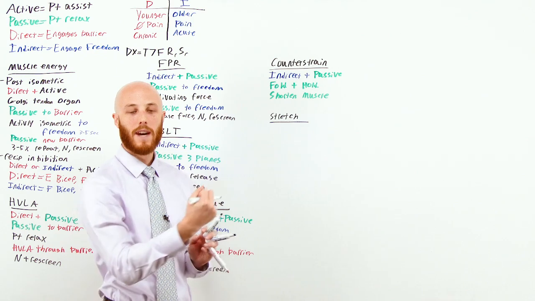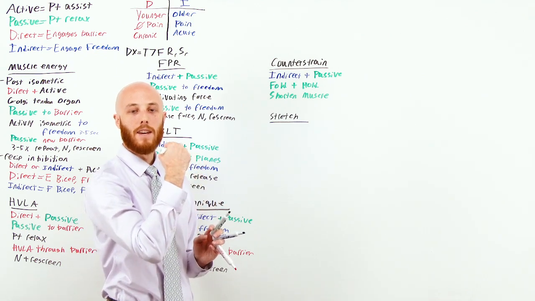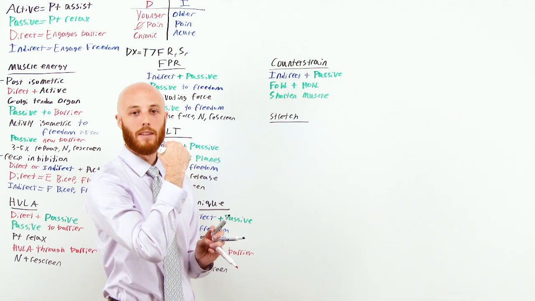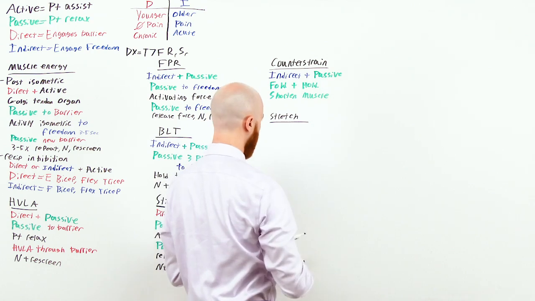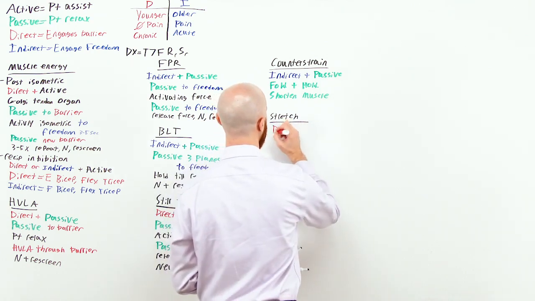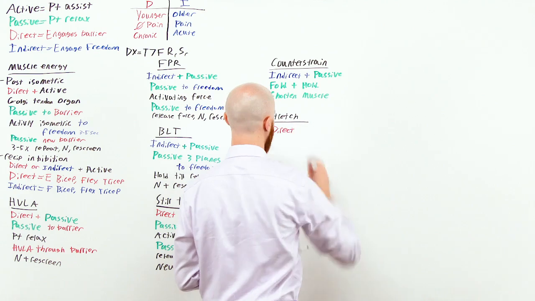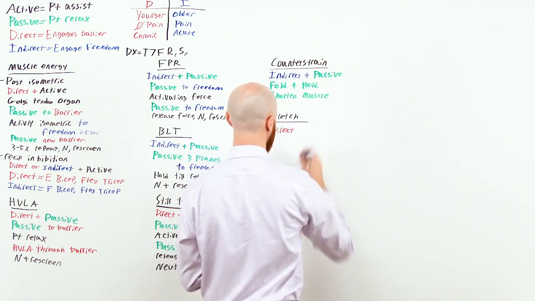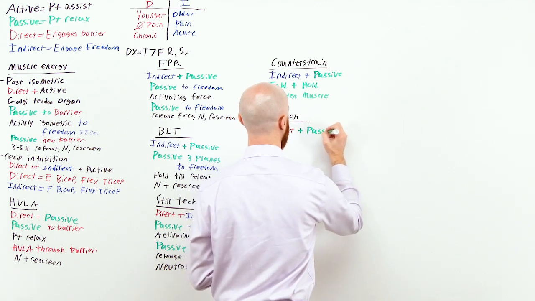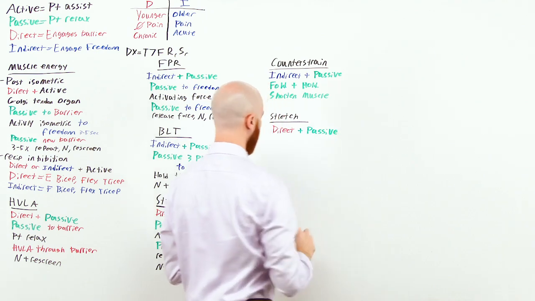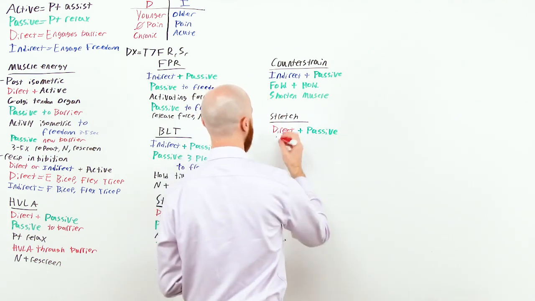For example, if the bicep normally flexes, if I'm trying to stretch it, I'm going to do the opposite. I'm going to extend it. So a stretch is direct and passive. Your whole goal is to elongate the muscle.